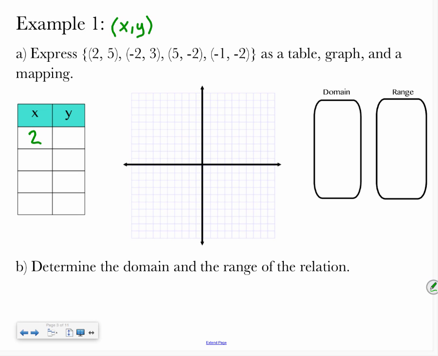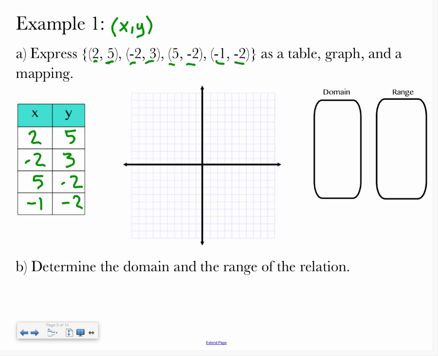So we're going to write all of our x's. We had a 2, -2, 5, and -1. So 2, -2, 5, -1. Sorry, that was a terrible 5. Let me try that again. 5, and then -1. Now let's look at our y's. Our y's are our second number. So we have 5, 3, -2, and we have -2.